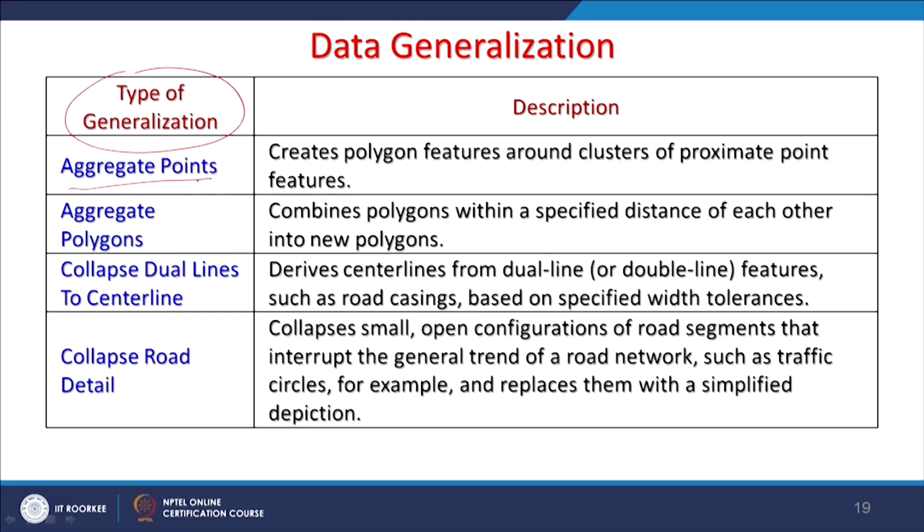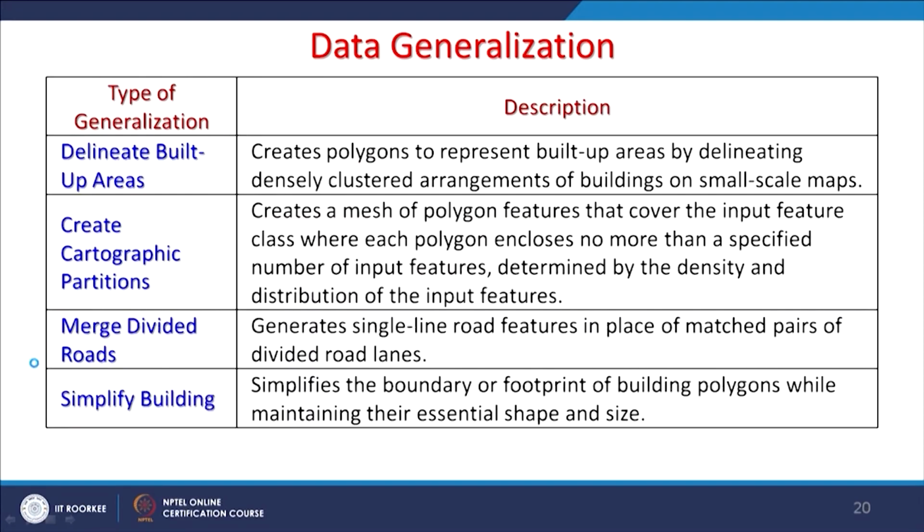Now, some types of data generalization exist in theory, and many of them have also been implemented in GIS. Like aggregate points, creating polygon features around clusters of approximate points. Aggregate polygons, we have seen some examples, means combining polygons within a specified distance of each other into a new polygon. Now, collapse dual line to the center line. If it is, say, a dual line for a rail track or any other thing, you may merge it into one line or derive a center line from the dual line. And maybe collapse road details, since too much detail about the road is not required at a particular scale, so you can get rid of it during your generalization process.